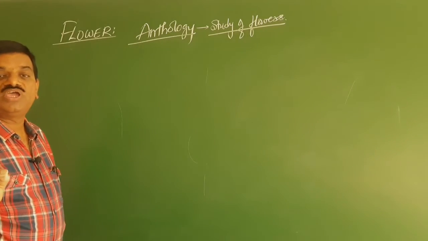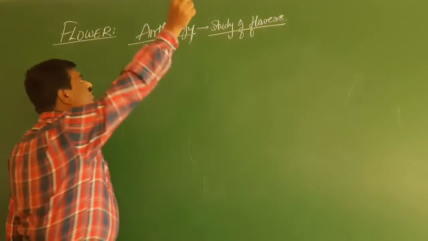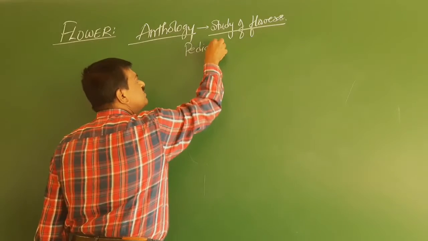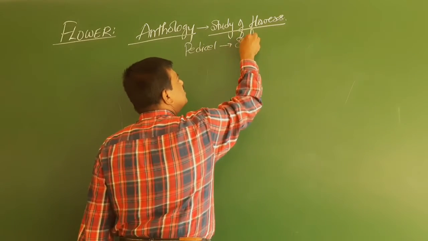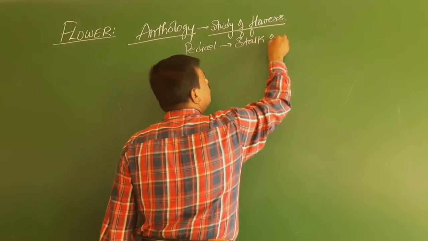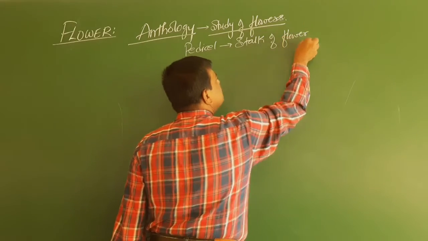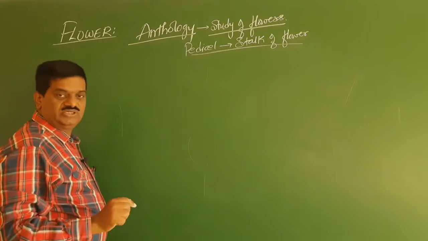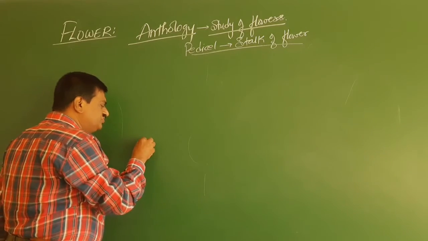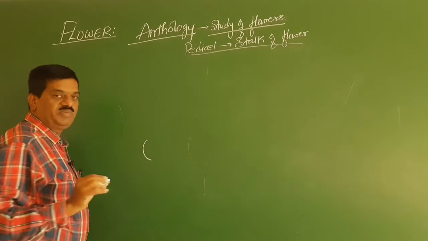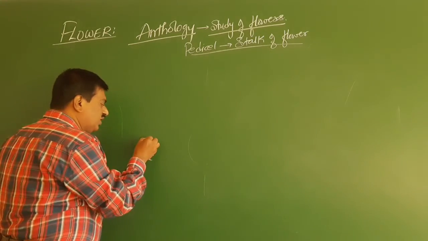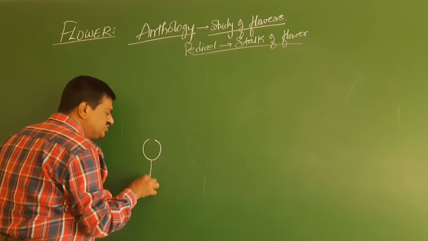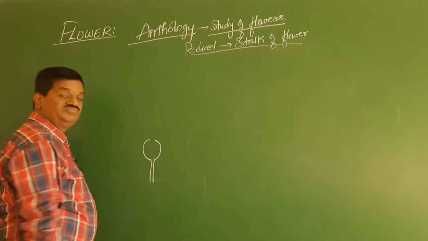Now, the stalk of a flower is called pedicel. So we know that there is a presence of pedicel. The pedicel is always called the stalk. The stalk of a flower is called pedicel. Now we go to the parts of a flower. In the parts of a flower, two parts are present. One is called the essential part and the other is called the non-essential part of a flower.